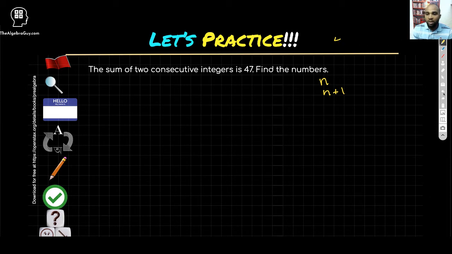So that's why we said n plus 1 more. Those are the 2 integers, and we know the sum of those 2 integers is 47. So we read it, understood it, and identified what we're looking for. We're looking for those 2 numbers. We named them n and n plus 1, and now we're translating it into an equation.